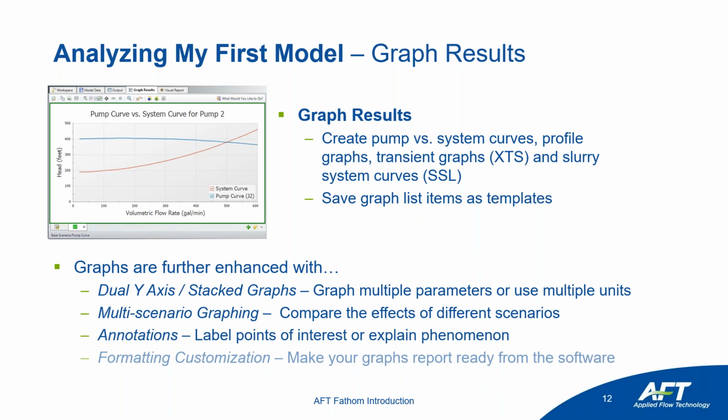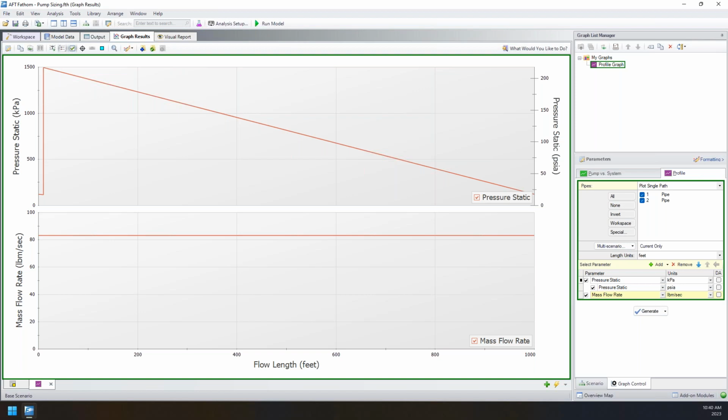So we can further enhance graphs. We saw dual y-axes, so if we have multiple variables or the same variable with different units. We didn't touch on multi-scenario graphing, which again, we'll touch on scenarios here in a moment. You can add annotations if you want to label different points in your graph, and then you can also customize the formatting. So we'll come back to graphs a little bit later to make our pump versus system curve, but the main bulk of it is using profile graphs to show different parameters and how they're changing, and then how you can save these graphs to then call them as you make further changes to your model.